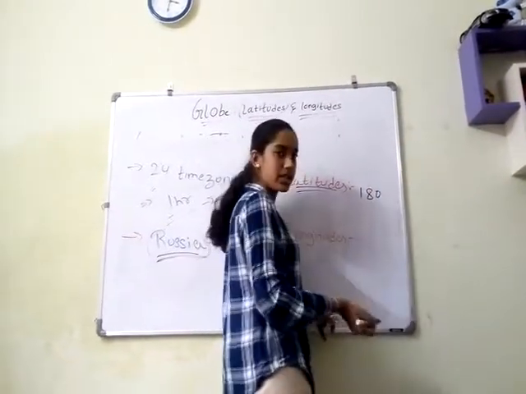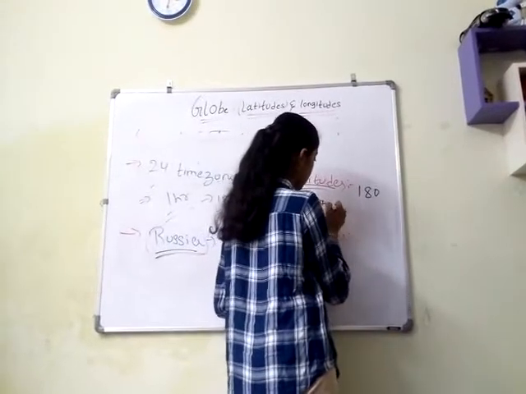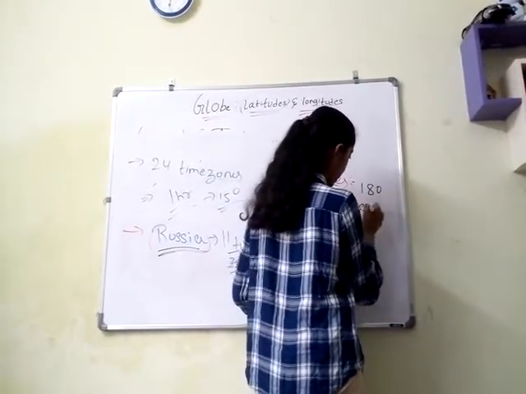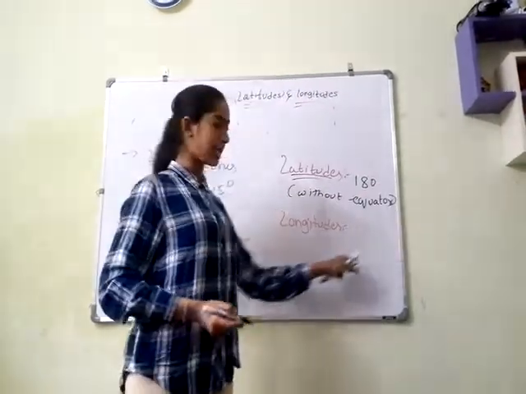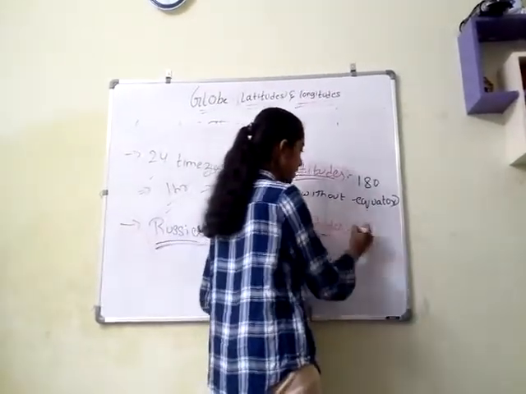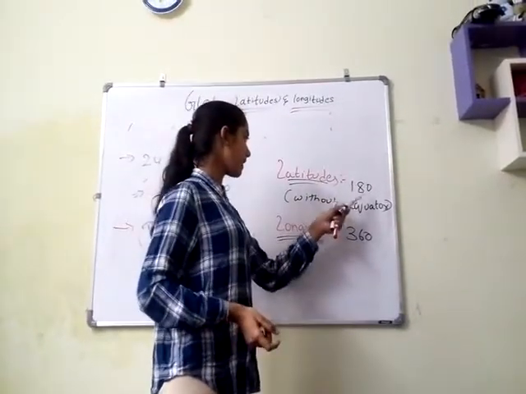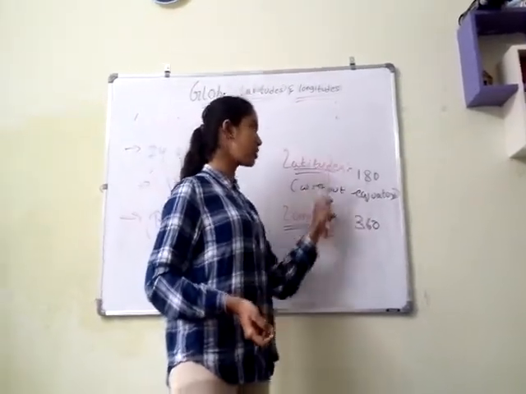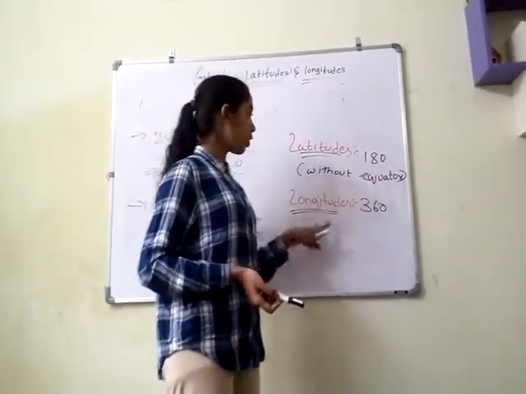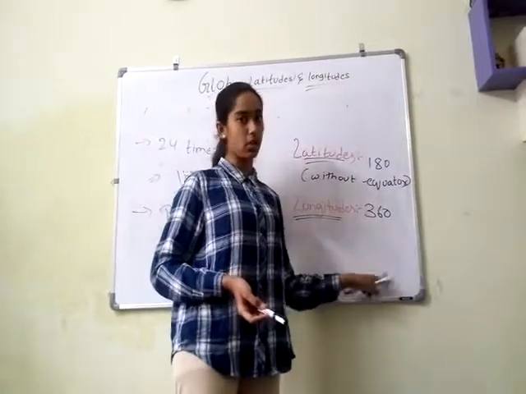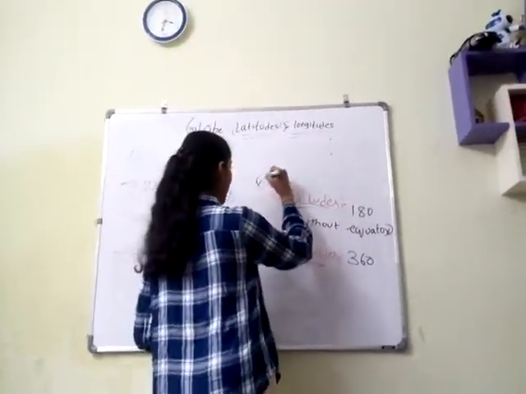There are totally 180 latitudes without including the equator, and there are 360 longitudes. If you include the equator, you will have 181 latitudes. This I would like to mention as a fact.